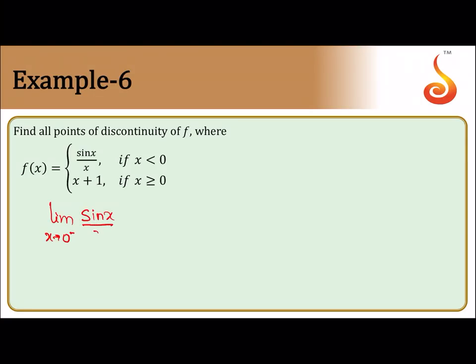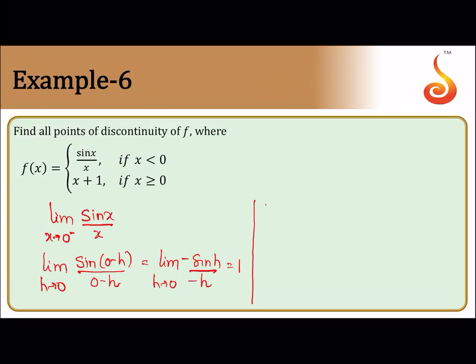Same way, example 6, same process. Limit x tending to 0 minus of sin x by x. Here less than 0 means sin x by x you are taking. So limit x tending to 0 of sin of 0 minus h by 0 minus h. This can again be written as limit h tending to 0 of minus sin h by minus h, which will give you 1. Already we studied in limits. So left hand limit is equal to 1.